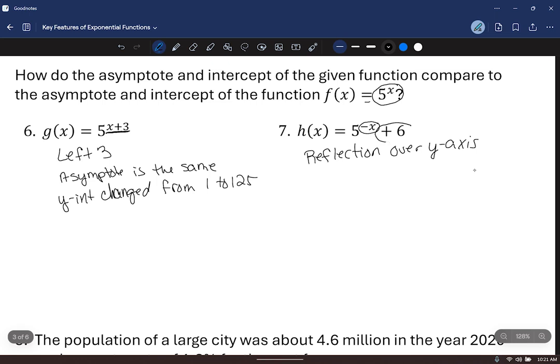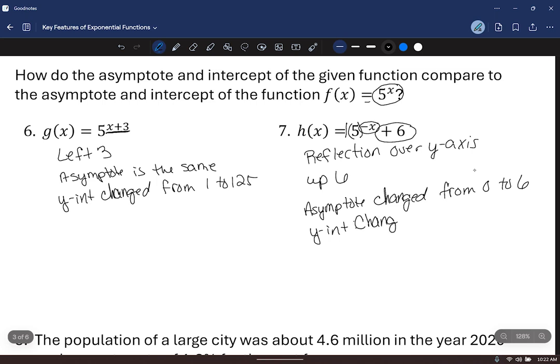Because I'm adding 6 back here, that means we're going to move up 6. So our asymptote will change from 0 to 6 because I'm adding 6 and moving my graph up. The y-intercept is also going to change. So our y-intercept started at 1. We went up 6. So the y-intercept changed from 1 to 7 because 1 plus 6 is 7.